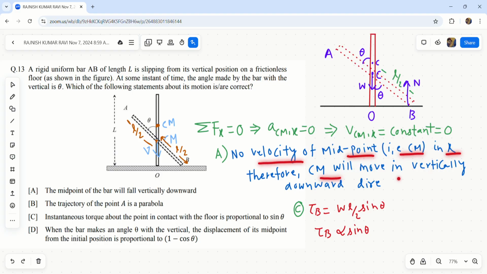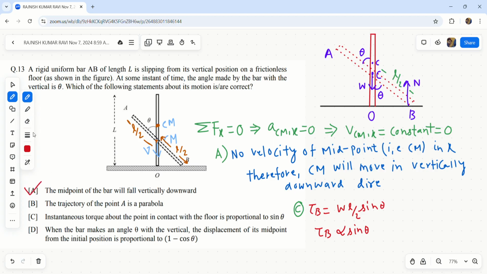So the center of mass will move in the vertically downward direction. As it starts sliding, the center of mass will gain velocity in the vertically downward direction. It will always move vertically downward and will not have any component of velocity in the x direction, that is the horizontal direction. So option A, the midpoint of the bar will fall vertically downward, is absolutely correct.